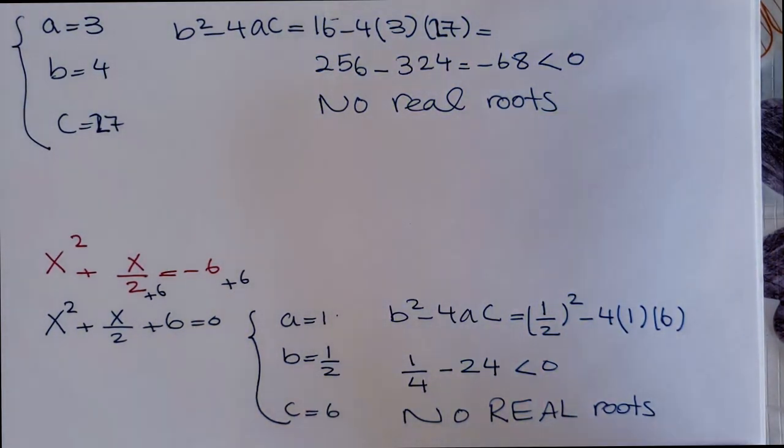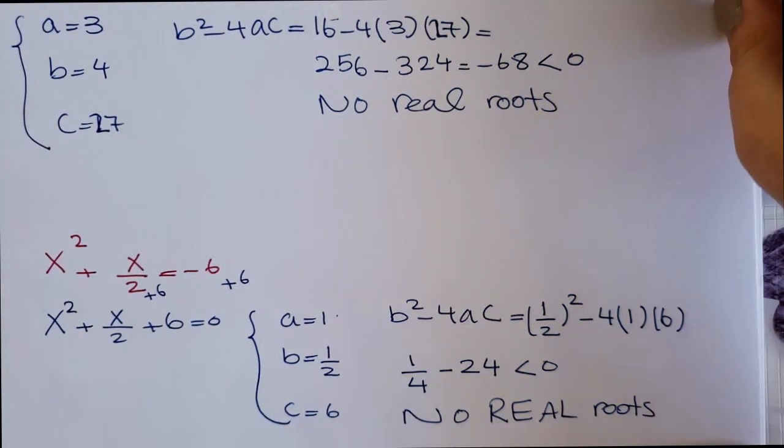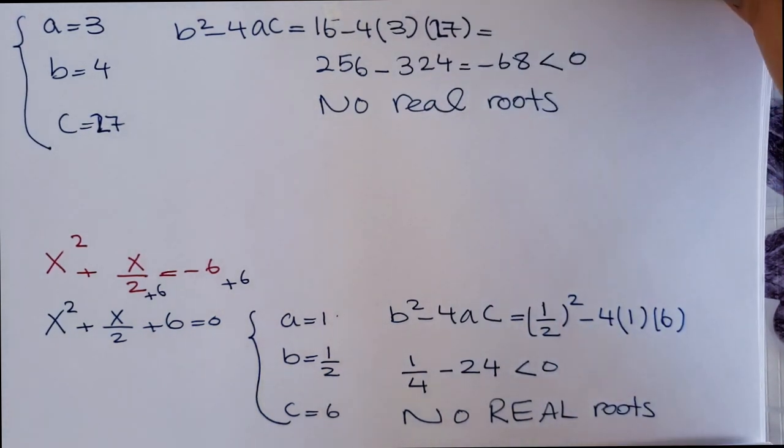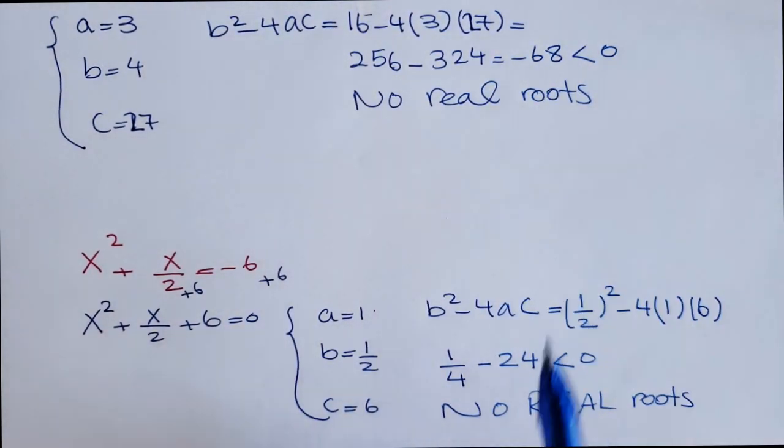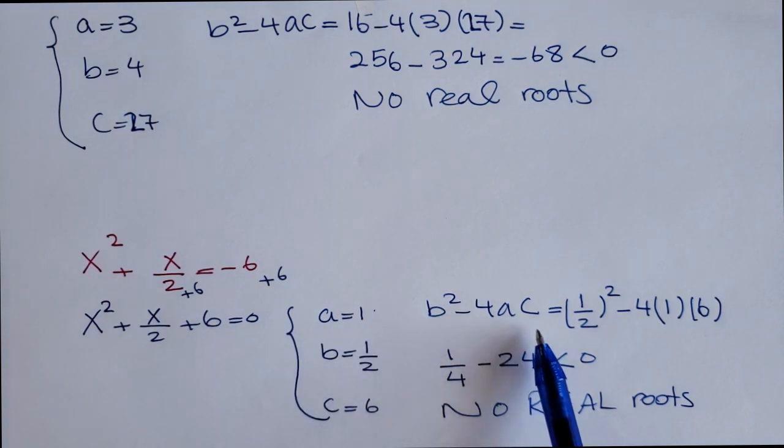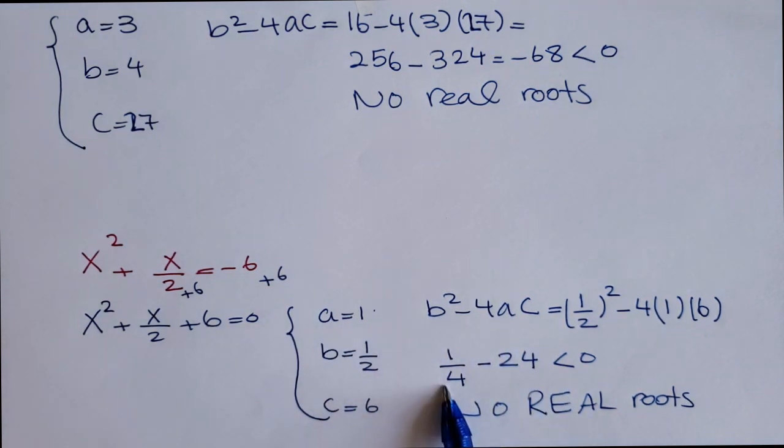Then again, like the other steps, we have the discriminant, we just substitute. b squared minus 4ac, so b to the power 2 is 1/4, minus 4 times ac, which is -24. As you can see here again, the discriminant turns out to be negative, and that means there are no real roots for this quadratic equation.